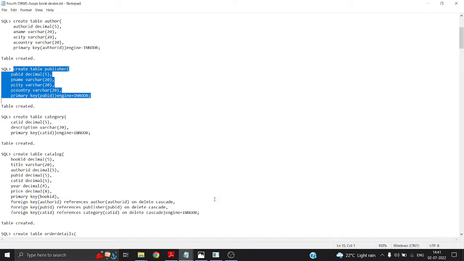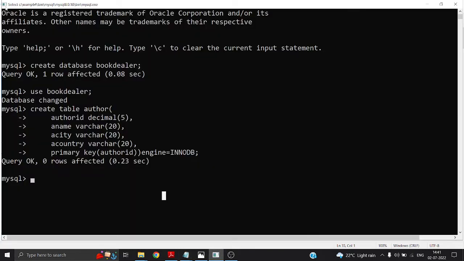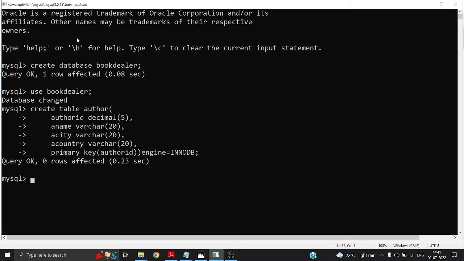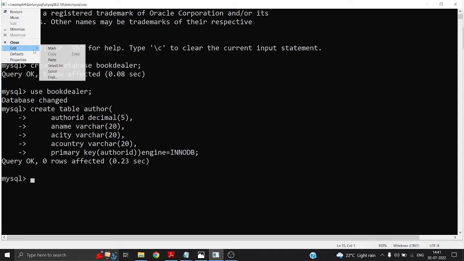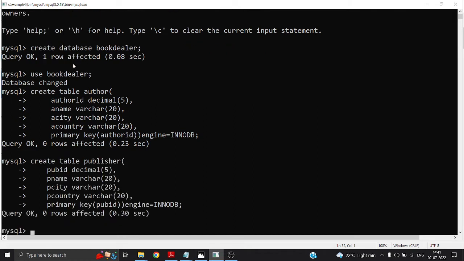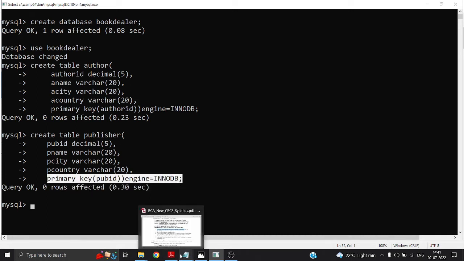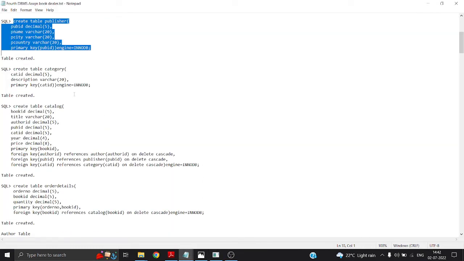Here also the procedure is the same. Let me copy and paste. The second table has been created. Here also publisher ID is the primary key, by properly specifying engine equal to INNODB. Then we will proceed with the third table.